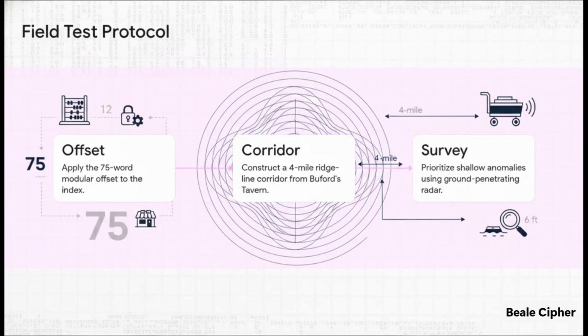protocol. A surveyor today wouldn't need shovels and guesswork. They would first verify the math, applying that 75-word modular offset. Second, they would use historical mapping to construct a 4-mile ridgeline corridor radiating directly from the site of Beaufort's Tavern. And third, they would walk that specific corridor using non-invasive tech like ground-penetrating radar or magnetometry, specifically looking for dense metallic signatures buried at a depth of 6 feet.